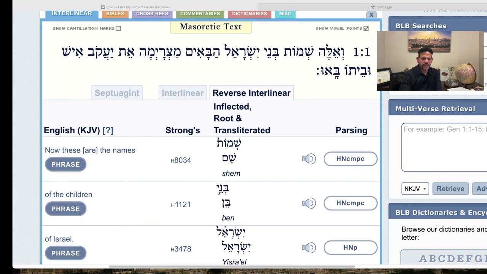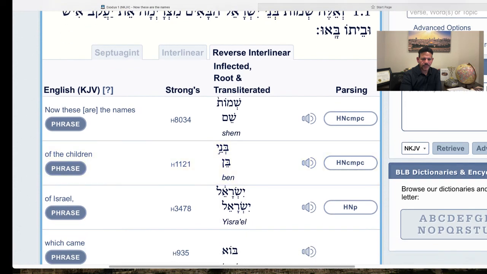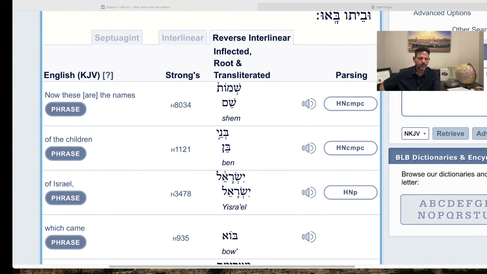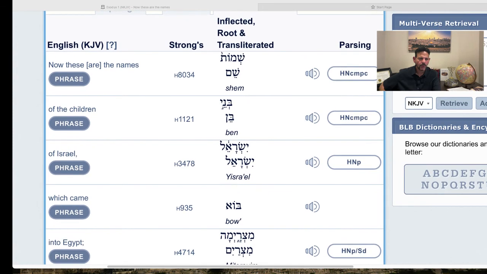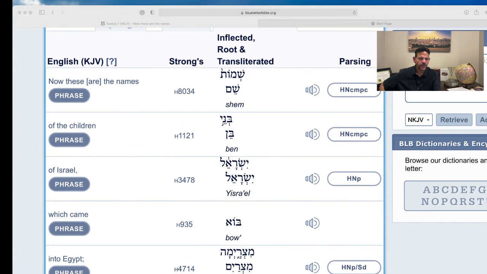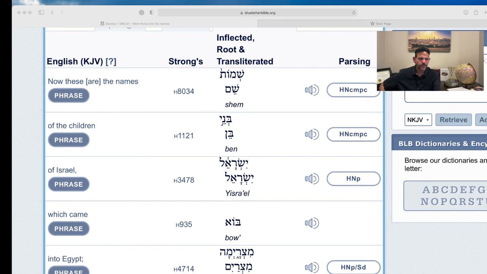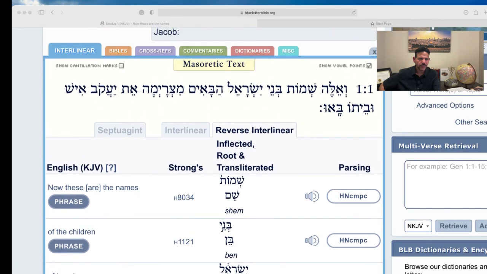So very important to see that. And then we have Yisrael. So we have B'nai Yisrael. Notice Israel is Yisrael. It starts with the letter Yud. And then we have the imperative bo. Now, if you go back to the text, though, you see that it says haba'im.